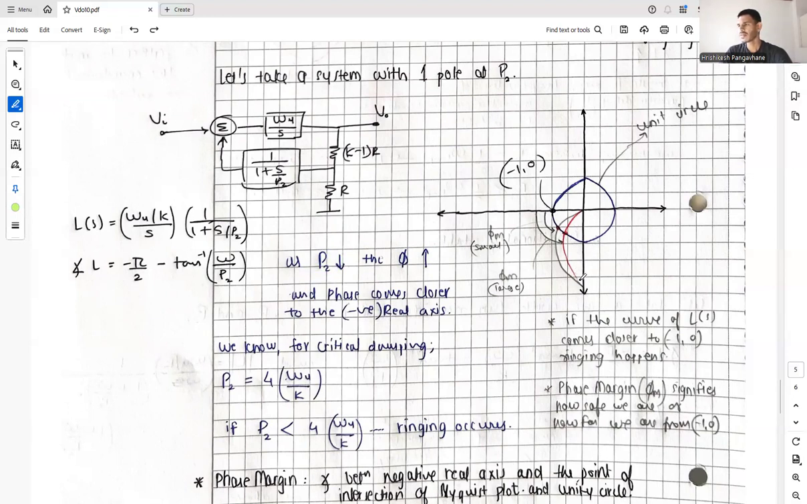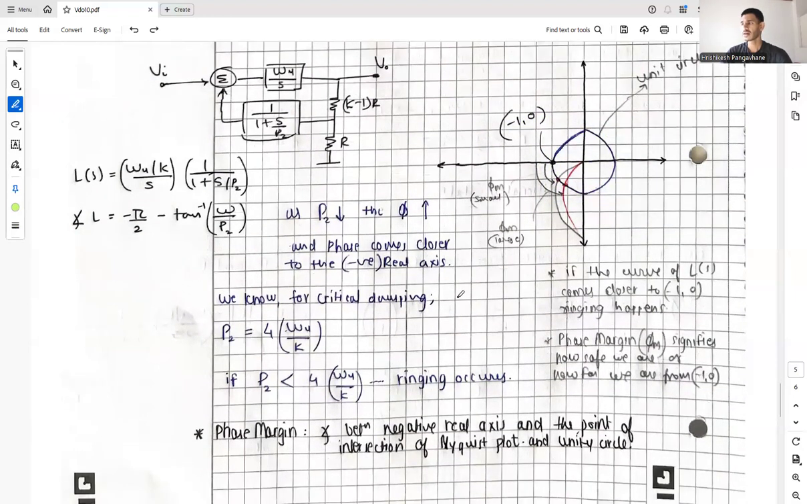We have analyzed already, and the phase comes closer to the negative real axis. So we know if, let's say, this is our plot of P2, and if it decreases, our plot comes more closer to the negative real axis. And to analyze it properly, we draw a unit circle which basically passes through the point (-1, 0), which is our critical point. And if the curve of the loop gain comes closer to (-1, 0), ringing happens.